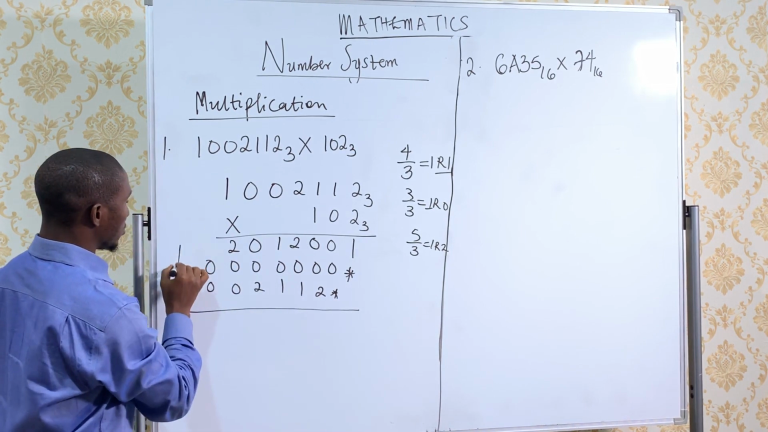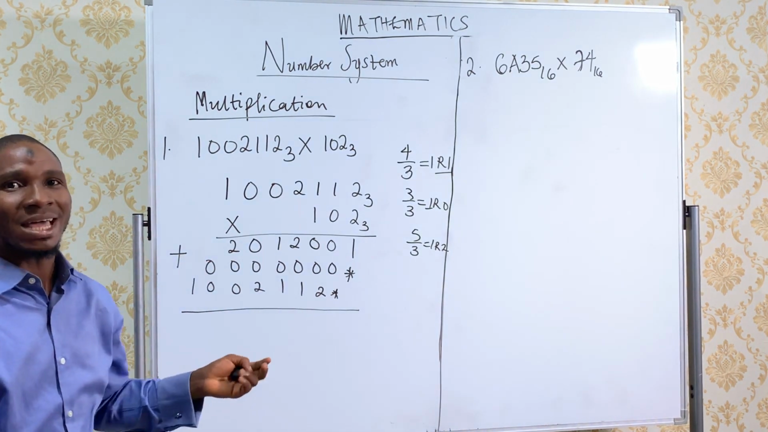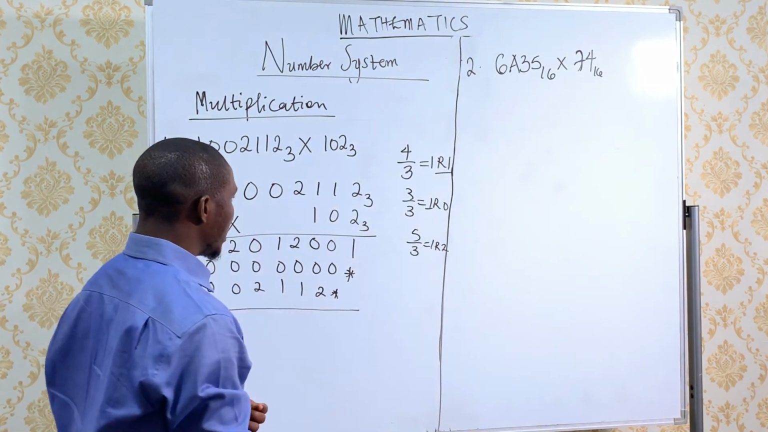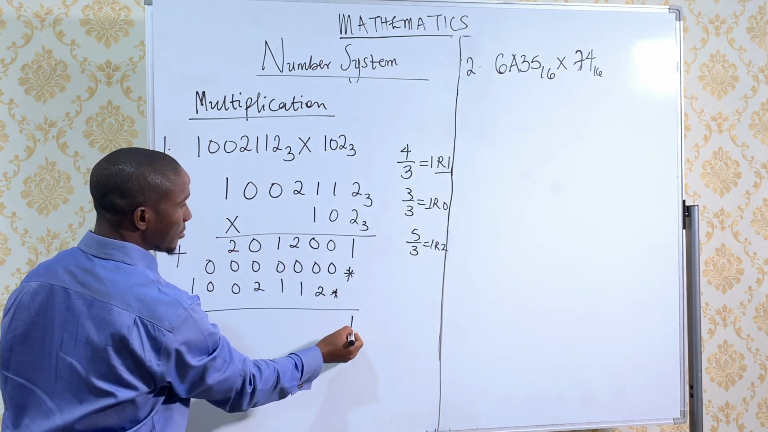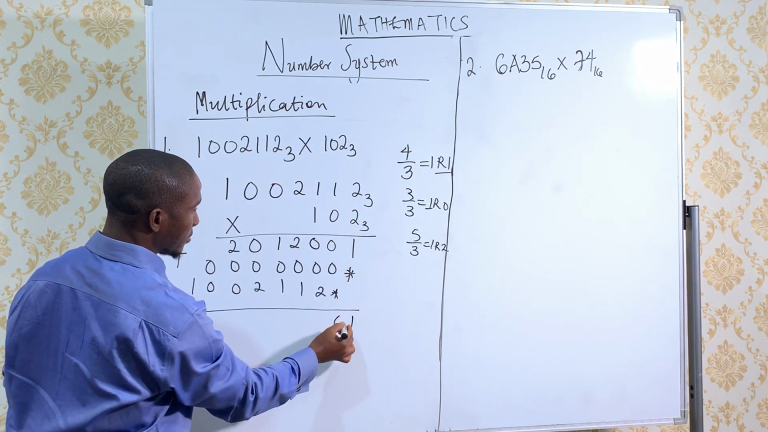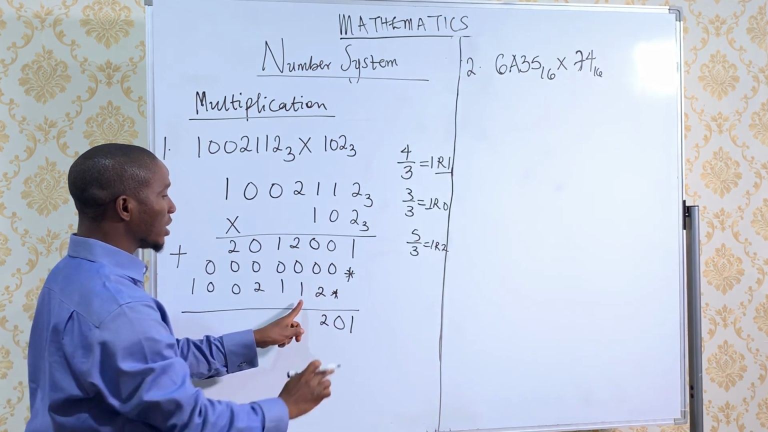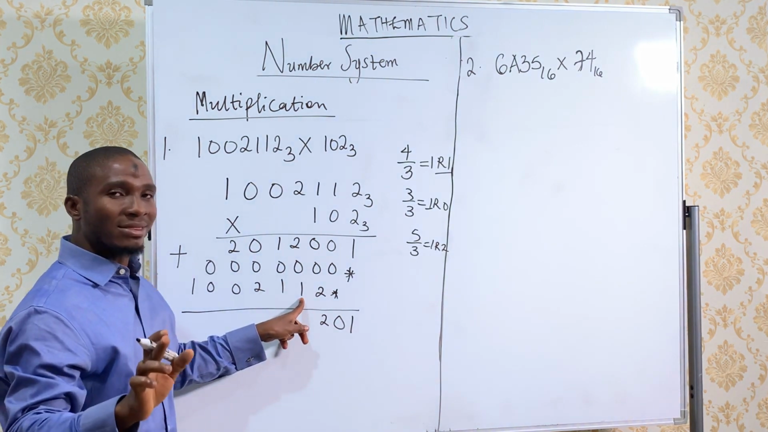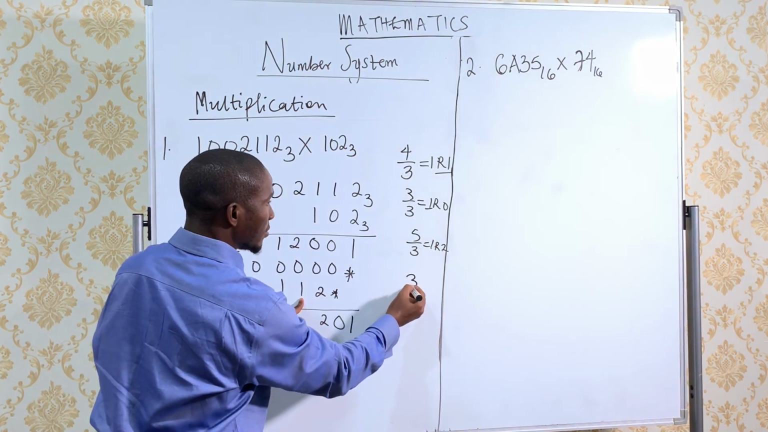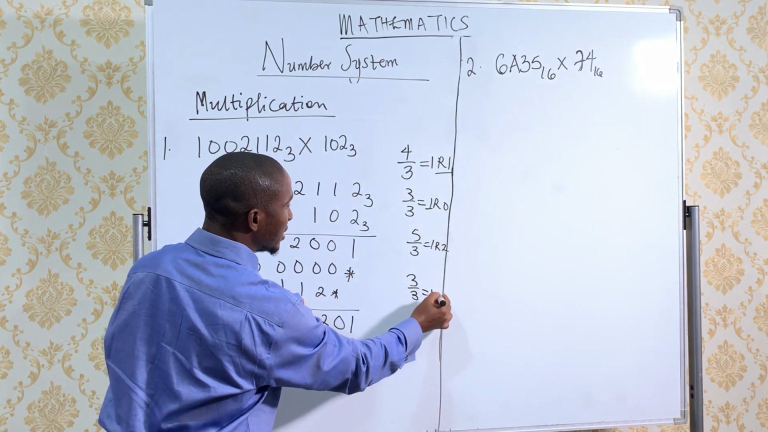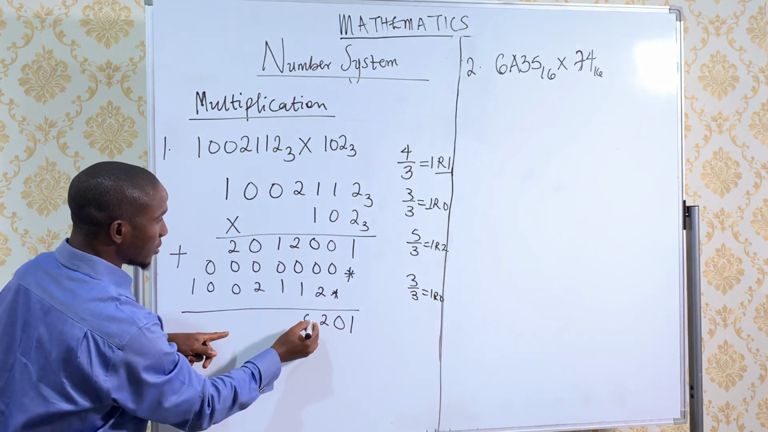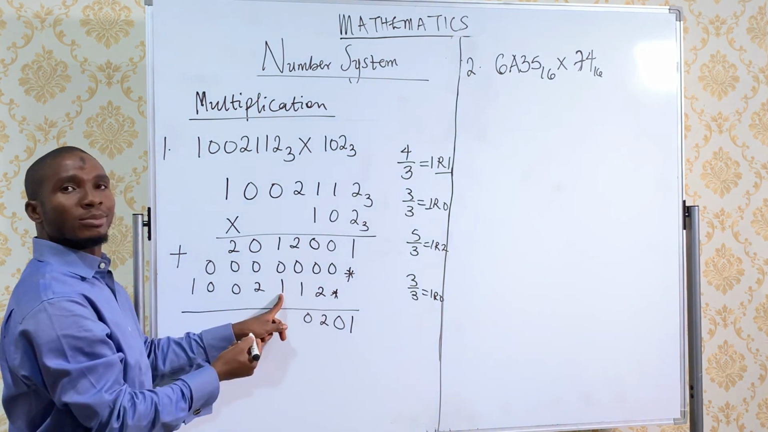The next is to add, just like our normal multiplication. Now, this is 1, 0, 2. 2 plus 1 will give us 3. We are dealing with base 3. 3 divided by 3, that will be 1 remainder 0. So you put down 0, and you carry 1 to the next number.